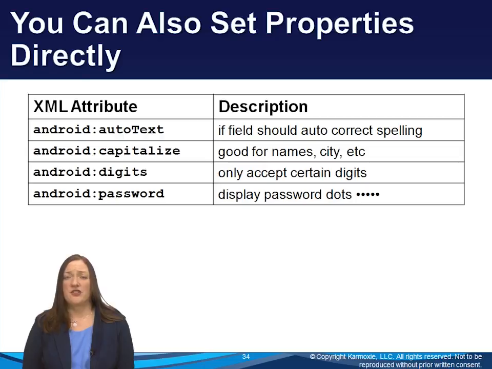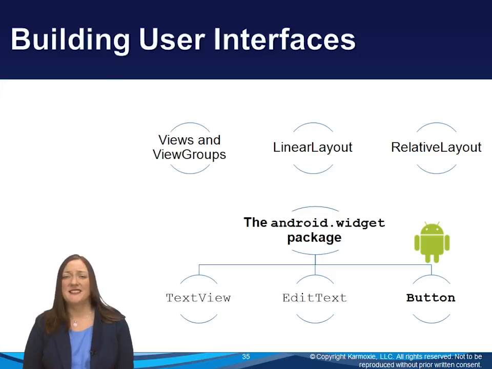You can further adjust the properties by setting attributes. There's a list of these available in the API that we'll be taking a look at, but auto text is one if you would want auto correct spelling to happen. If you want capitalization, you can have it automatically capitalize. Again, with numerics, you could indicate you want digits. And if you didn't drag over a password, you can turn something into a password mode by just using the attribute of Android password. So lastly, let's take a look at button.